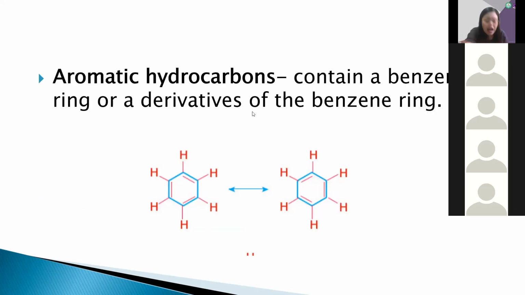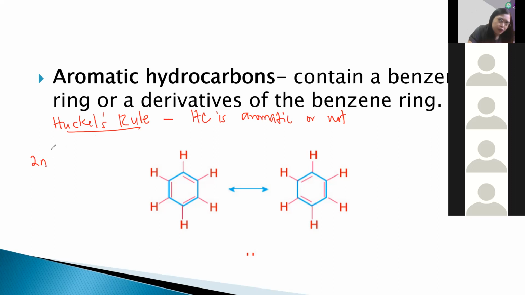Actually, for the aromatic hydrocarbons, we follow the Huckel's rule. The Huckel's rule. This is how we know if the hydrocarbon is aromatic or not. Meron tayong formula for this. It's 2n, wait lang ha, I forgot, 2n plus 5.